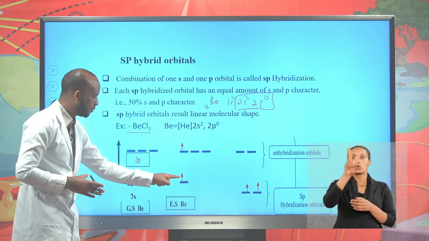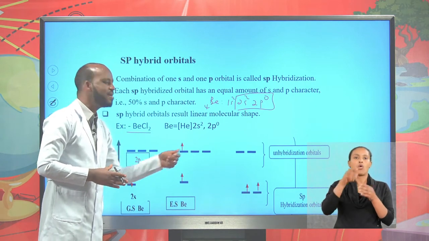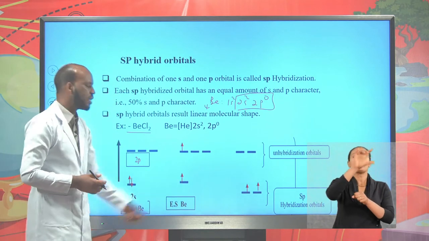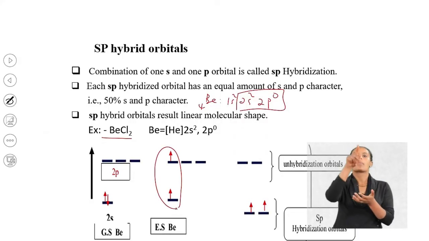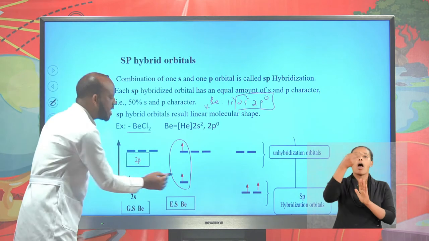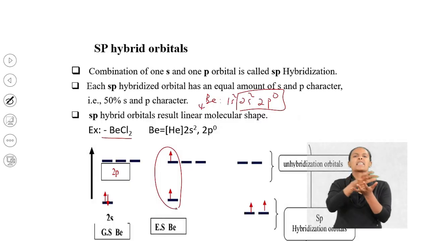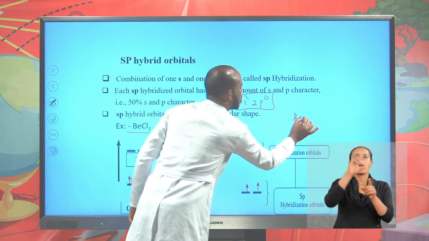Look, the 2s atomic orbital has one electron, and one of the 2p atomic orbitals also has one electron. There are 2 half-filled atomic orbitals. Now, the s atomic orbital is mixed with the p atomic orbital to form sp hybrid orbitals. The number of hybrid orbitals equals the number of atomic orbitals mixed. Two atomic orbitals mixed to form two new hybrid orbitals. Beryllium is the central atom. Look, beryllium: the s atomic orbital is mixed with the p atomic orbital to form SP hybrid orbitals.